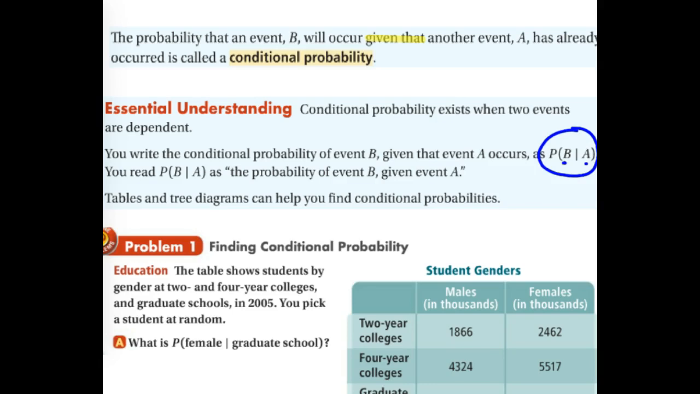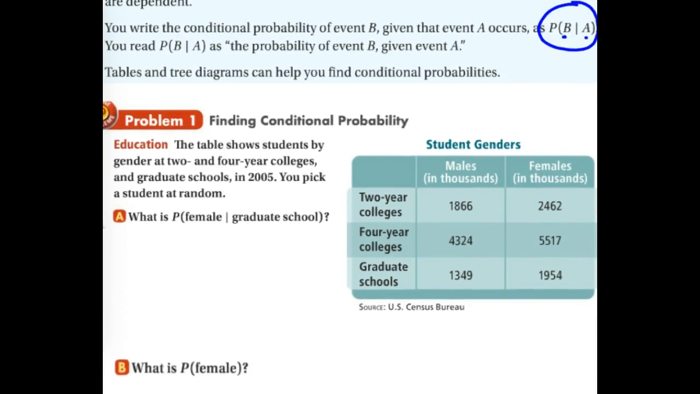Tables and tree diagrams can help us find conditional probabilities. Tables make it very easy. Tree diagrams with our formula are not difficult. It's just a little different way of looking at it.